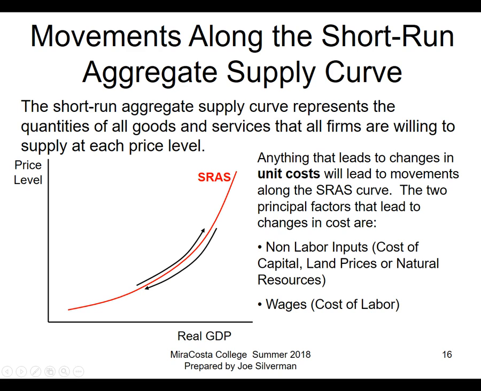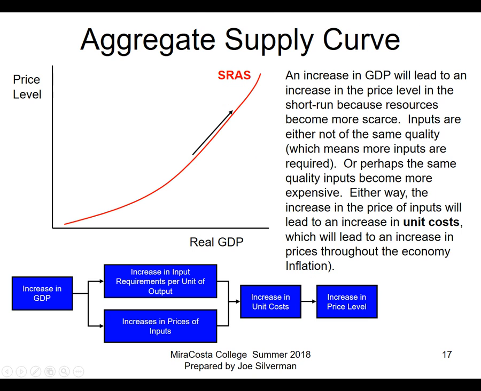So if you see an increase in this and we move from left to right, we're moving upward along the short run aggregate supply curve. And if, on the other hand, there was less economic activity, then we'd move downward along the short run aggregate supply curve. All right, so let's talk a little bit about things that could lead to an upward movement along the short run aggregate supply curve. When we get this increase in real GDP, one of two things is going to happen. Either we're going to need more of these inputs because they're not of the same quality to produce the same amount of a good, or we can find the same quality inputs, but we're going to pay more for it. Either one of these two things is going to lead to an increase in unit cost.